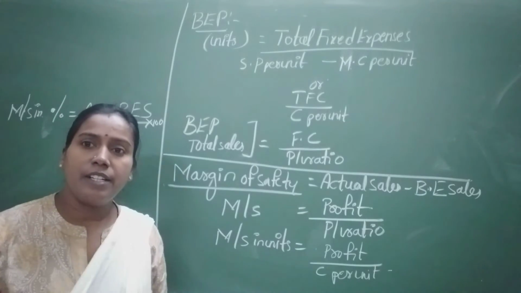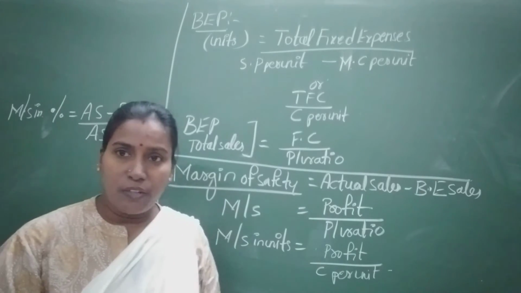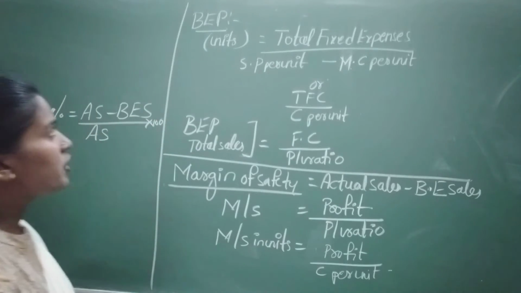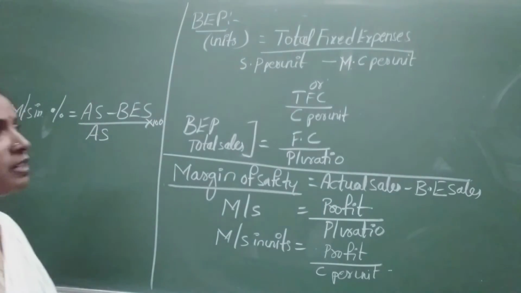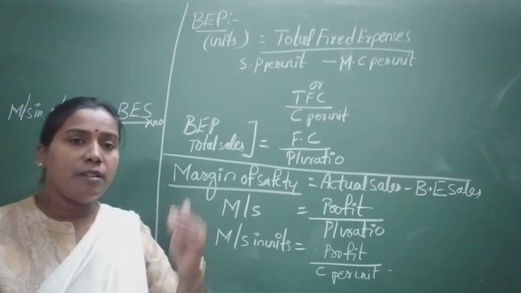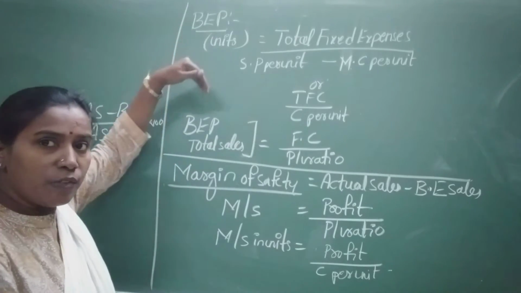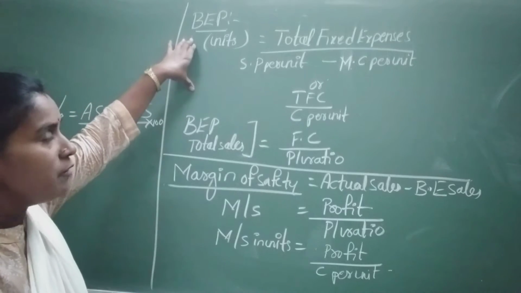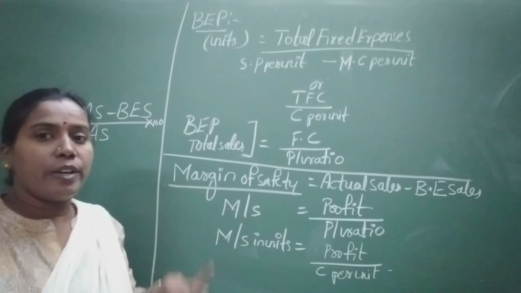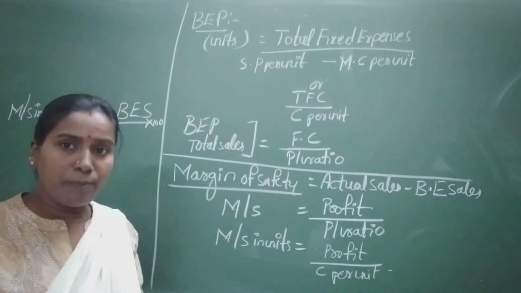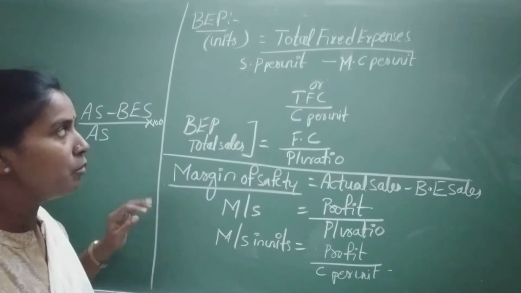Yesterday I started the explanation of the formulas. A few formulas I explained yesterday, and today I am going to explain the remaining formulas. I started the break-even point formula yesterday, so the continuation of these formulas is once again repeated. There are many formulas for break-even point. According to the syllabus and the problems, that is what I wrote on the board.